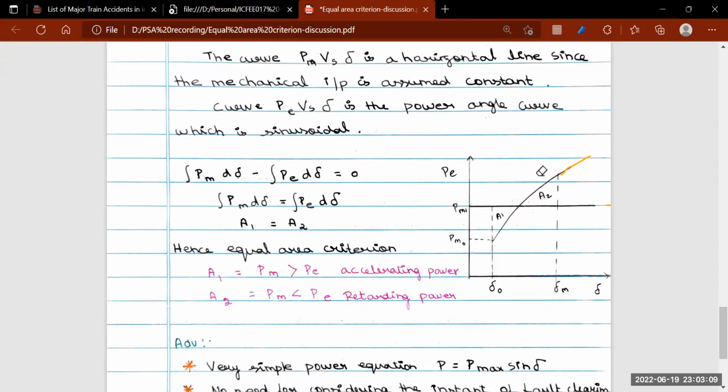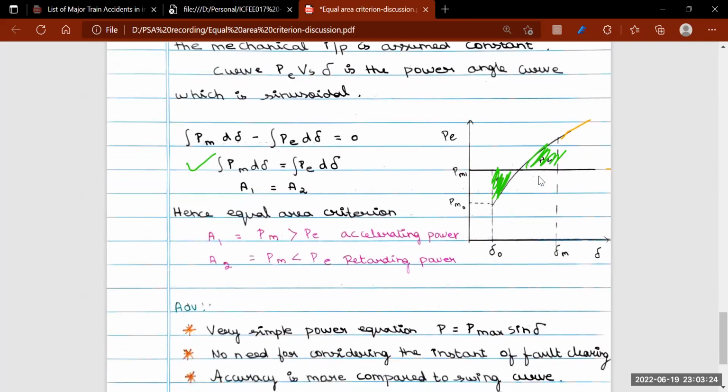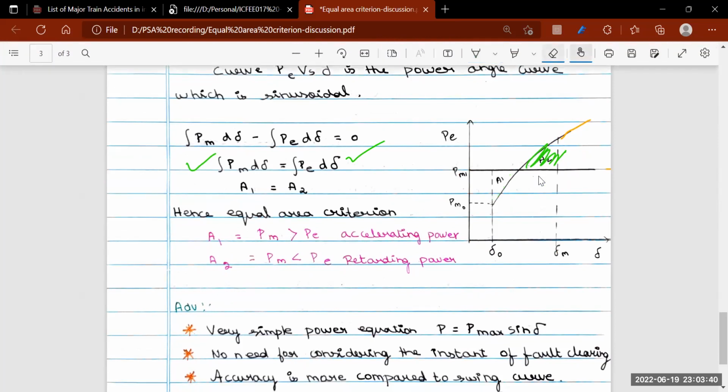Okay, so this is the hatched area, and this is the other area. If I do the operation PM dδ minus PE dδ, and simplify further, taking PM dδ and PE dδ to the outside, this PM dδ equals PM. So this area A1 should be equal to area A2. When I look into the mechanical power and the electrical power for this particular one.